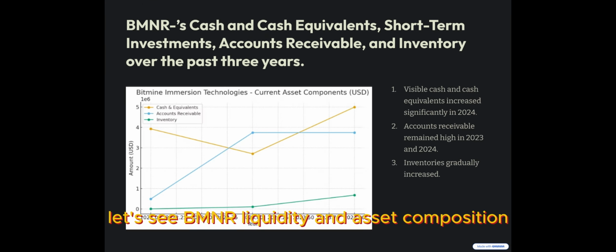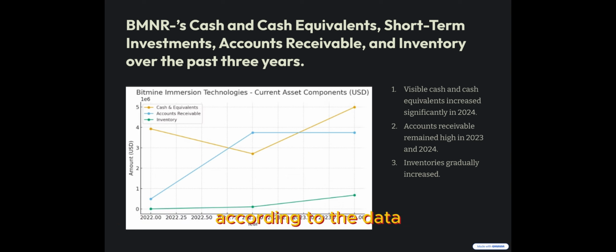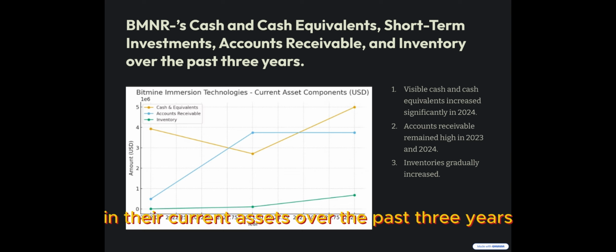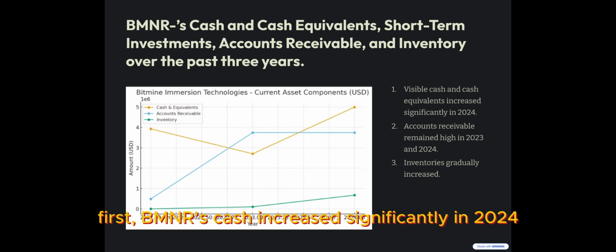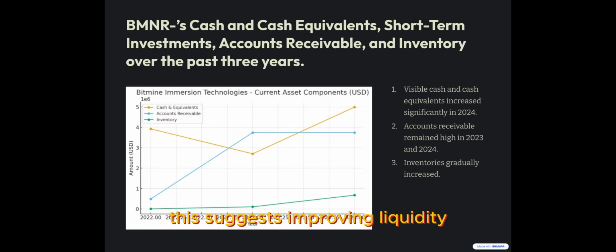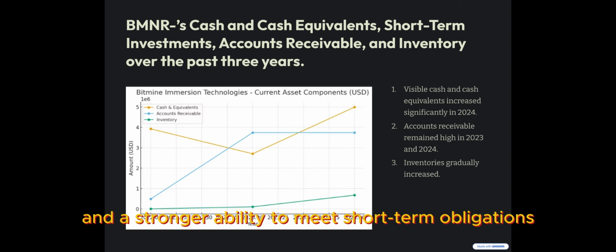Let's see BMNR's liquidity and asset composition. According to the data, we can observe three main patterns in their current assets over the past 3 years. First, BMNR's cash increased significantly in 2024. This suggests improving liquidity and a stronger ability to meet short-term obligations.